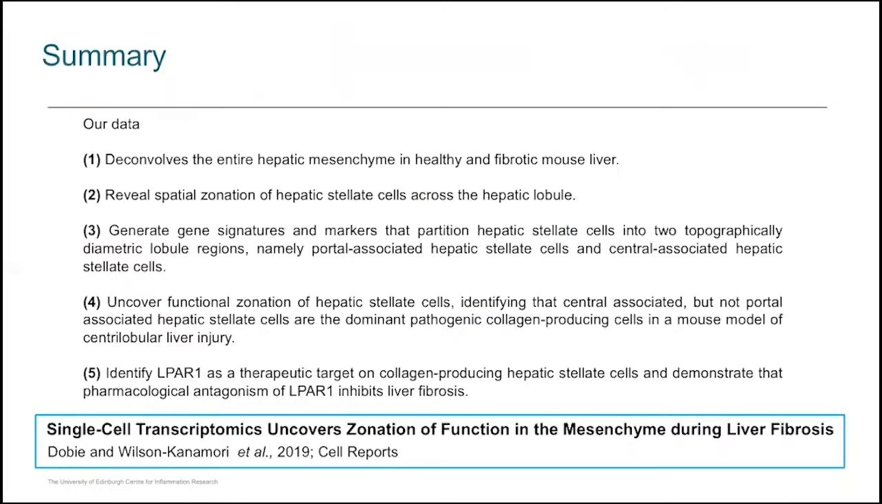To summarize this section, the data that I have presented deconvolves for the first time the entire hepatic mesenchyme in healthy and fibrotic mouse liver. We reveal spatial zonation of stellates across the hepatic lobule, partitioning them into two topographically distinct lobule regions. Furthermore, we uncover functional zonation, identifying that central associated but not portal associated stellates are the dominant pathogenic collagen-producing cells in a mouse model of central lobular liver injury. Finally, we identify LPAR1 as a therapeutic target on collagen-producing HSCs in mouse and human, and demonstrate that pharmacological antagonism of LPAR1 inhibits liver fibrosis.